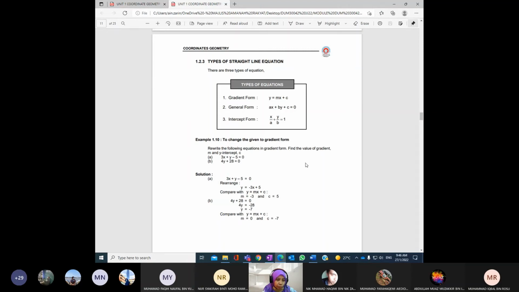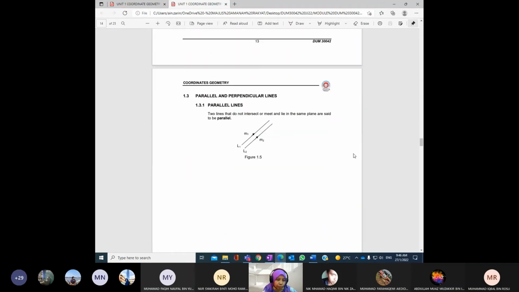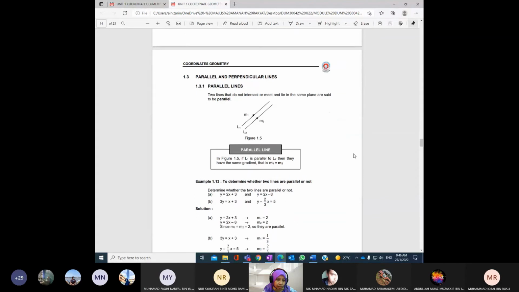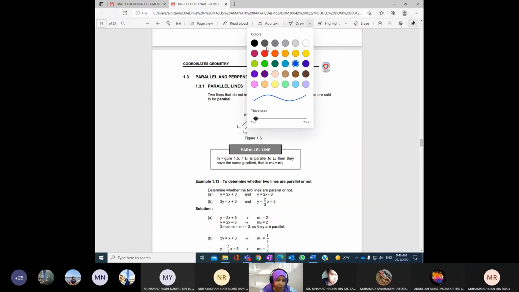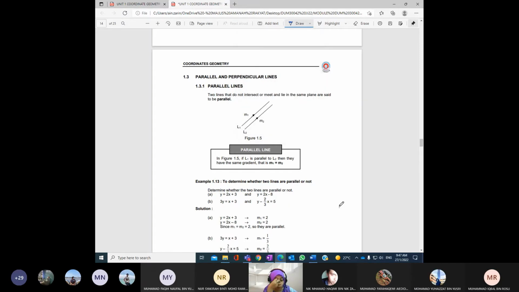New subtopic, which is about parallel lines, parallel and perpendicular. If you have any questions to ask, you may straight away respond, as I cannot see your faces right now. I'm just looking at the screen, so I hope you can respond straight away if you have any problem. What is the meaning of parallel lines? Do respond to my question, turn on your microphone and answer.